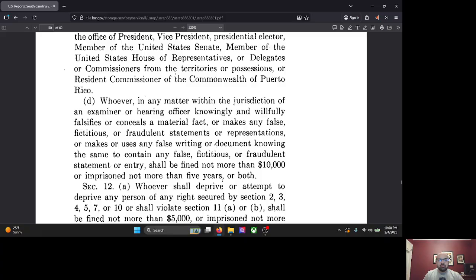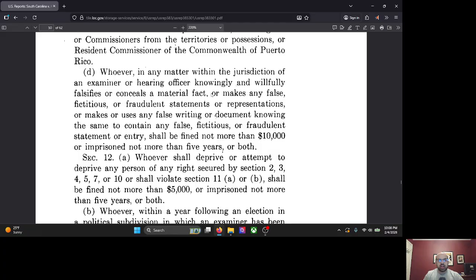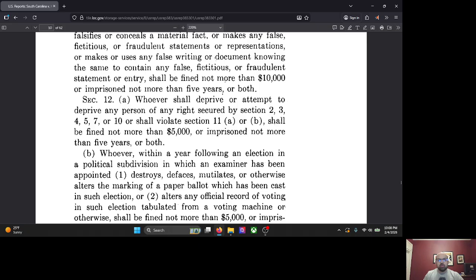D. Whoever in any matter within the jurisdiction of an examiner or hearing officer knowingly and willfully falsifies or conceals a material fact, or makes any false, fictitious, or fraudulent statements or representations, or makes or uses any false writing or document knowing the same to contain any false, fictitious, or fraudulent statement or entry, shall be fined not more than $10,000, or imprisoned not more than 5 years, or both.